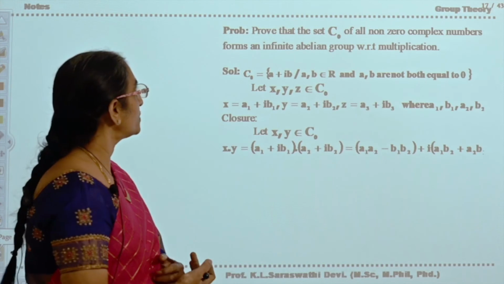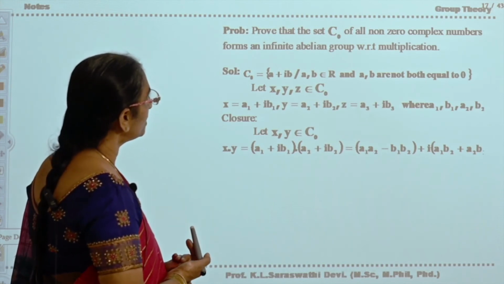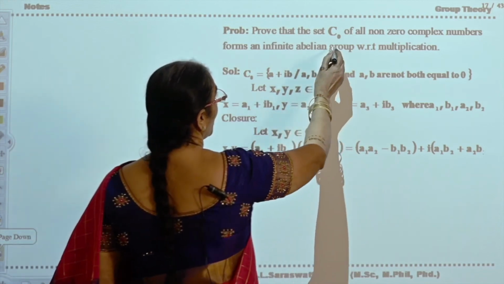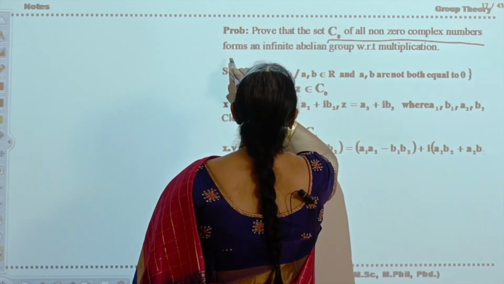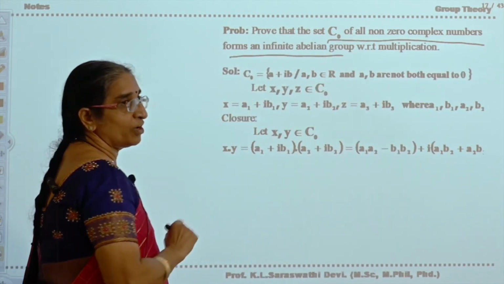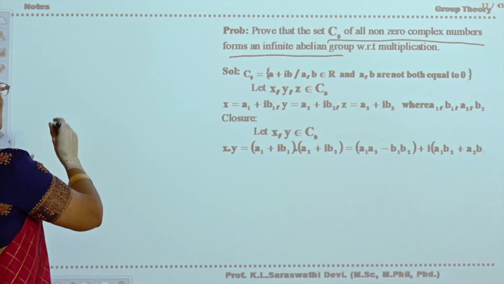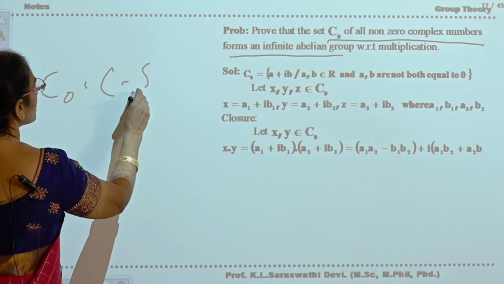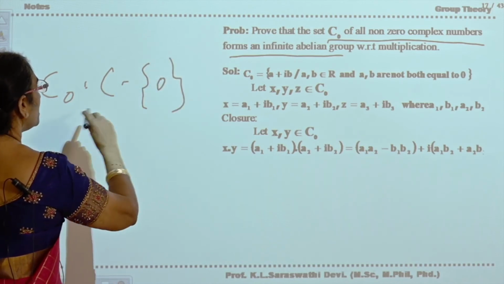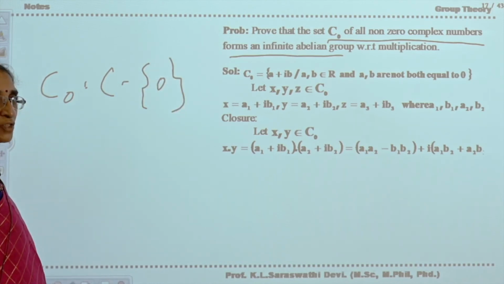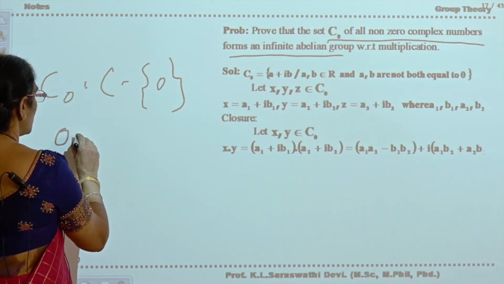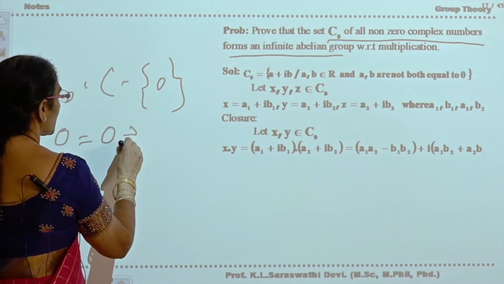Now, with respect to addition, this is also multiplication. Prove that C naught, the set of all non-zero complex numbers, forms a group. You are taking C naught, which is nothing but C minus singleton 0. That is, from the complex numbers you are removing 0. 0 is a complex number. Will you accept 0 can be written as 0 plus i0?